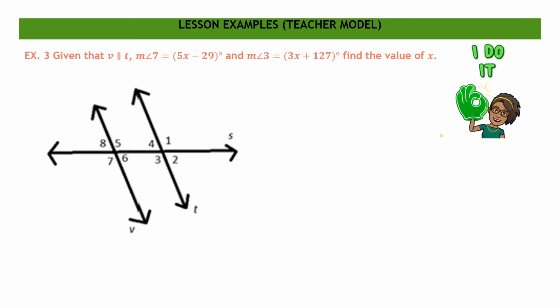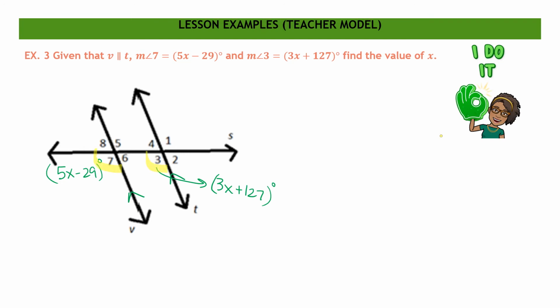All right, looking at example 3, it says, given that line V is parallel to line T, so these two lines are parallel to each other, they tell us that the measure of angle 7, which is here, is 5x minus 29. And then we have the measure of angle 3 here, which is 3x plus 127. And they want us to find the value of x. Well, first we have to identify what position both of these angles are in. So I have angle 7 and I have angle 3.